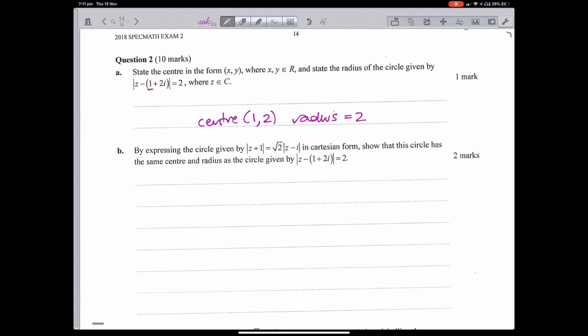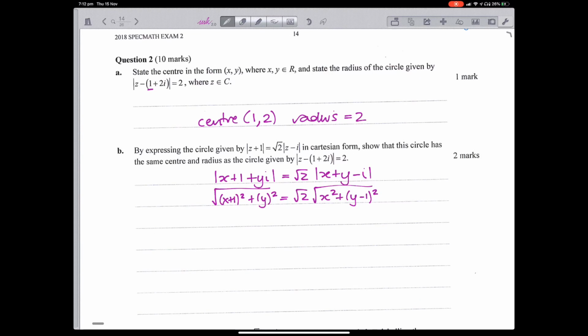Okay, by expressing the circle given by that in Cartesian form, show the circle has the same center and radius given by that. Okay, so we've got z plus 1, so I'm going to rewrite that as x plus 1 plus yi is equal to root 2 times x plus (y minus 1)i, which we know is the square root of (x plus 1) squared plus y squared, equal to root 2 times the square root of x squared plus (y minus 1) squared.